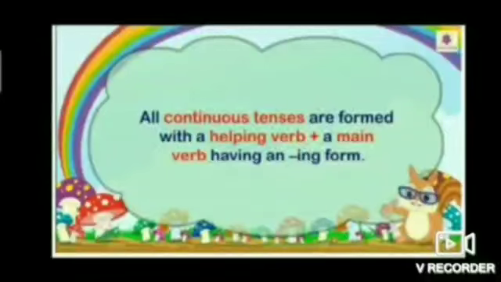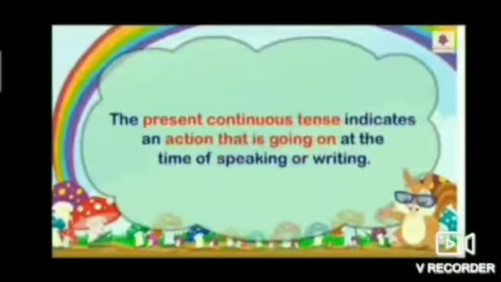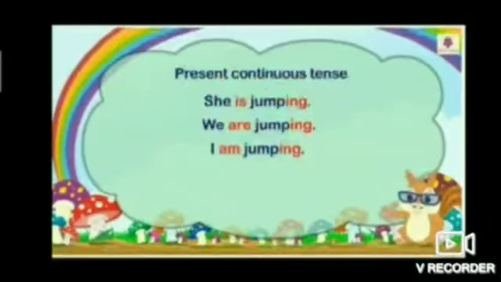All continuous tenses are formed with a helping verb plus a main verb having an ing form. Okay, students? The verb phrase in the present continuous tense is formed with is, are, or am plus an ing verb. The present continuous tense indicates an action that is going on at the time of speaking or writing. Okay, students?